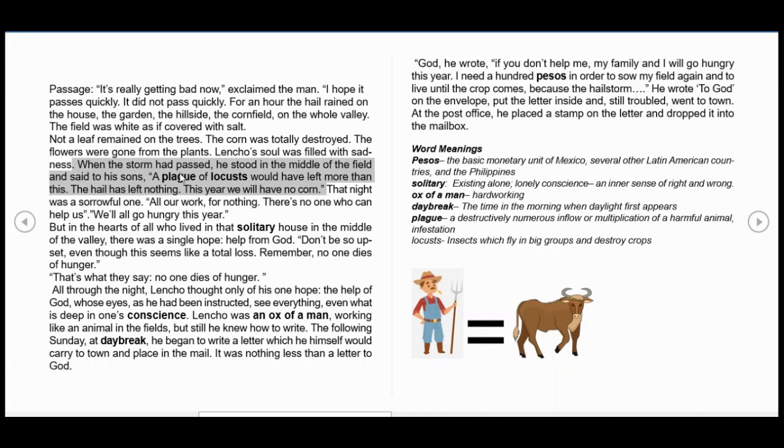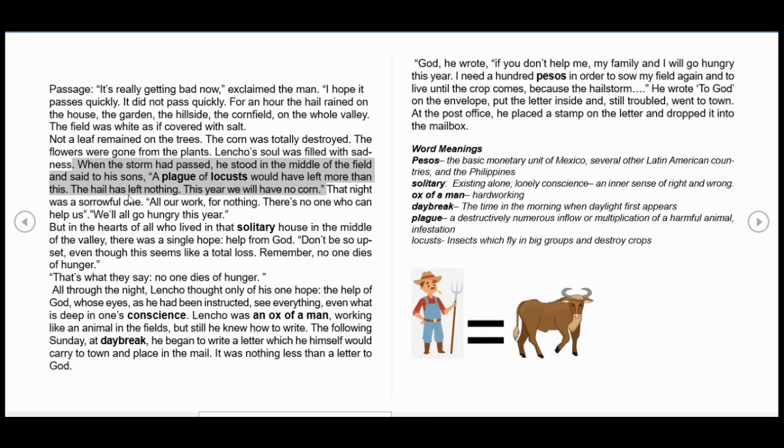Plague is a disease. Now here it does not mean actually disease. It is a swarm of, a destructively numerous inflow of. Locusts are a type of flying insects which fly in swarms. They come in groups and they jump from field to field and they tend to destroy the crop. So he says, even if there was a plague of locusts, it would have left something on my field.